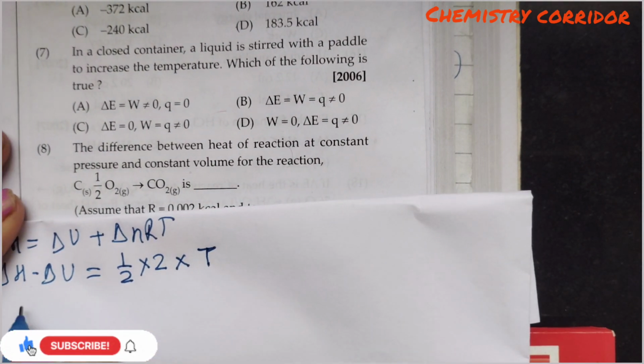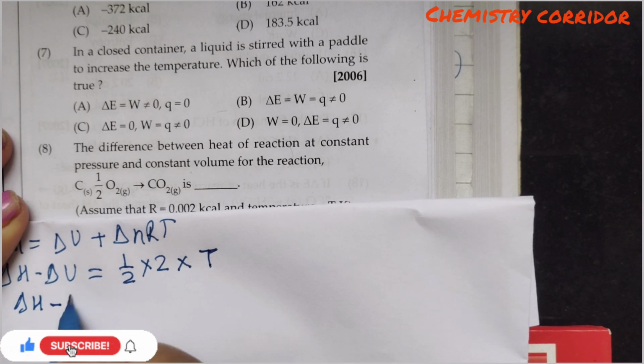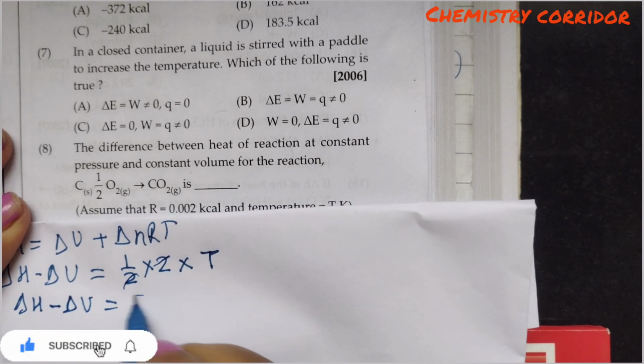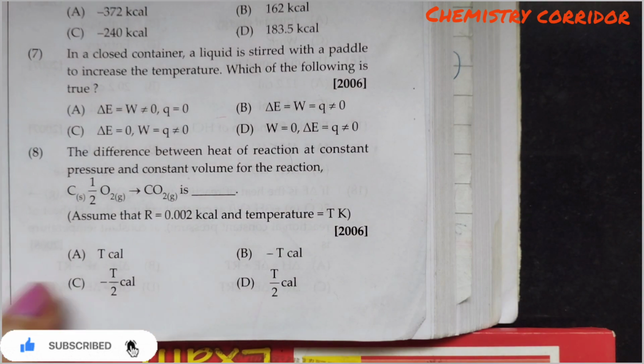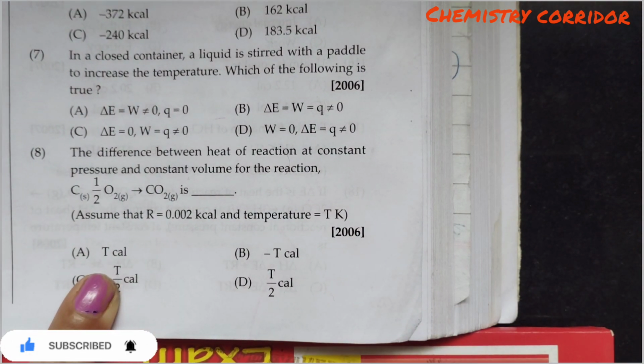So, delta H minus delta U will be equal to T. So, the answer here is first option. Let's see the next question.